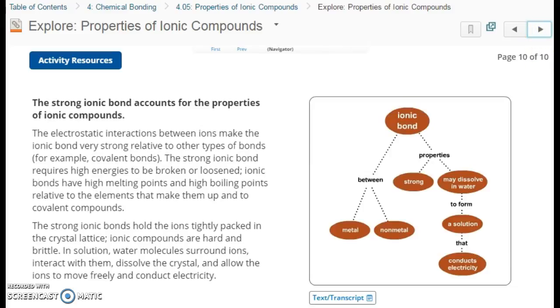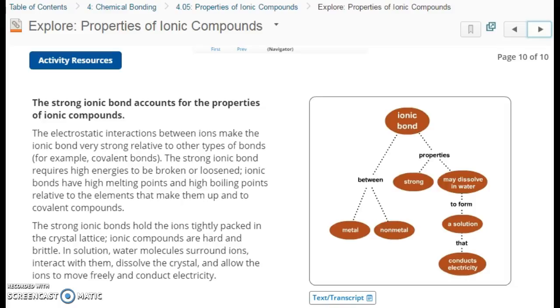The strong ionic bond accounts for the properties of ionic compounds. The electrostatic interactions between ions make the ionic bond very strong relative to other types of bonds, for example, covalent bonds. The strong ionic bond requires high energy to be broken or loosened. Ionic compounds have high melting points and high boiling points relative to the elements that make them up, and compared to covalent compounds. It takes a lot of energy to get that positive and negative apart.